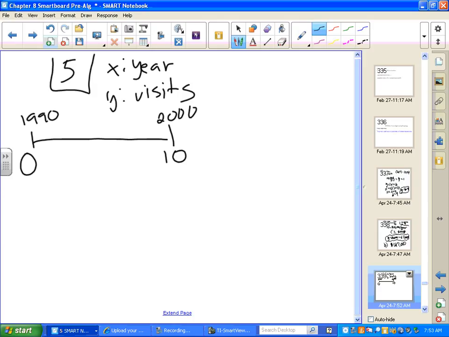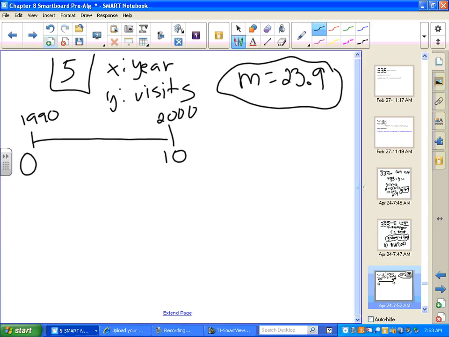What's one thing that we are given in this problem? Raise your hand if you know one thing that we're given. Emma M? What is it? Awesome. What was your key word that told you that? Awesome. The slope is 23.9 thousand. I'm just going to write it as 23.9. We know it's in terms of thousands. The key word here was per. Per, each, every, rate. If you see those key words, that is your slope.